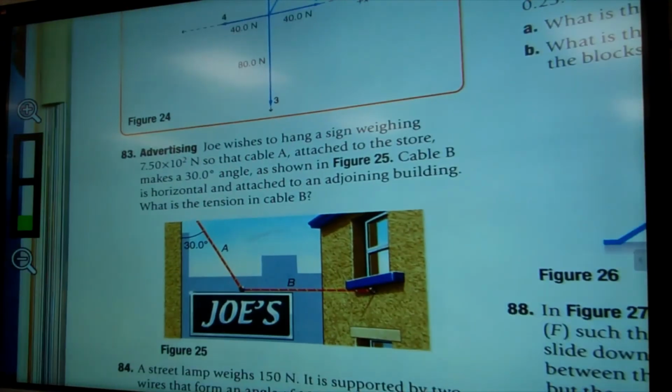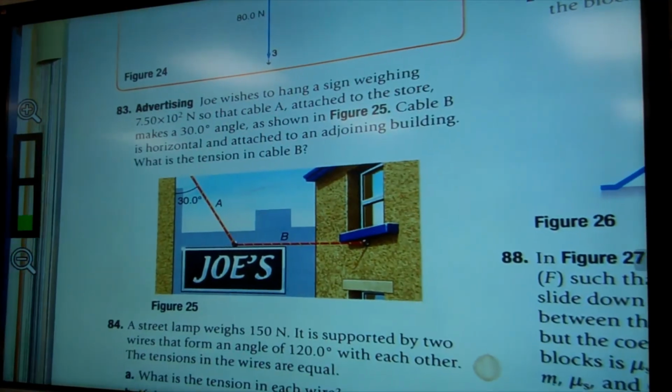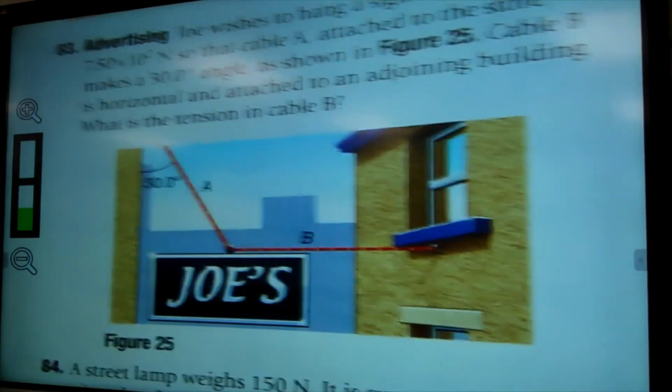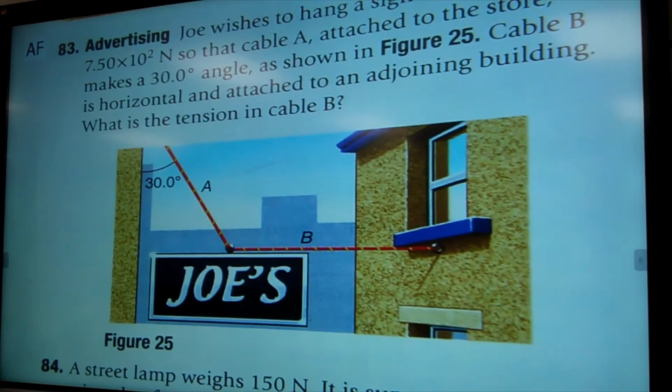Joe's Crab Shack. Hold on, why would you suspend a cable like that? You tell me. There's a point behind it. To keep it level.